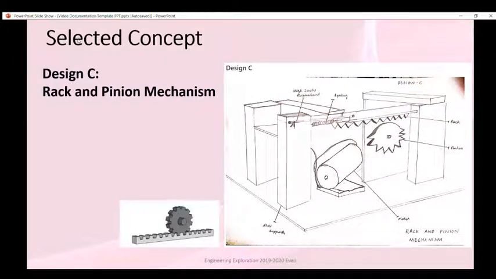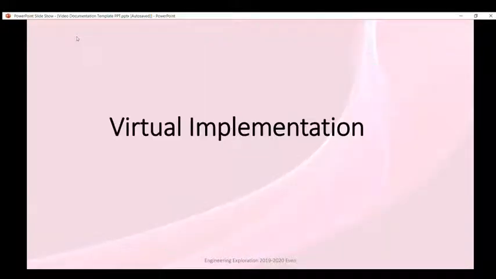What is a rack and pinion? Rack and pinion is a type of linear actuator that comprises a circular gear engaging a linear gear, which operates to translate rotational motion into linear motion. So the team was clear with the design for the model. Before implementing the design physically, we had to have an idea of the physical dimensions. Hence, the virtual implementation came into the picture.